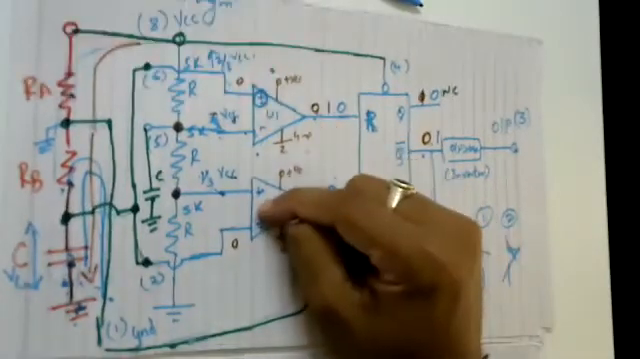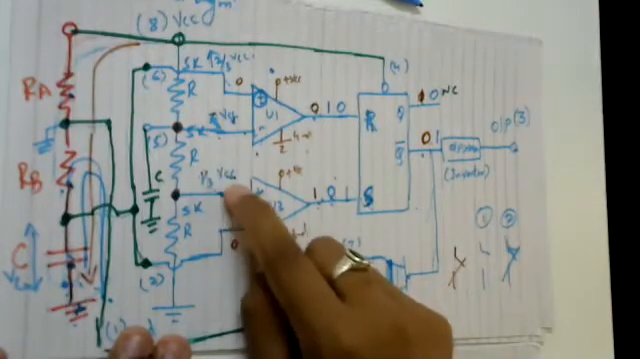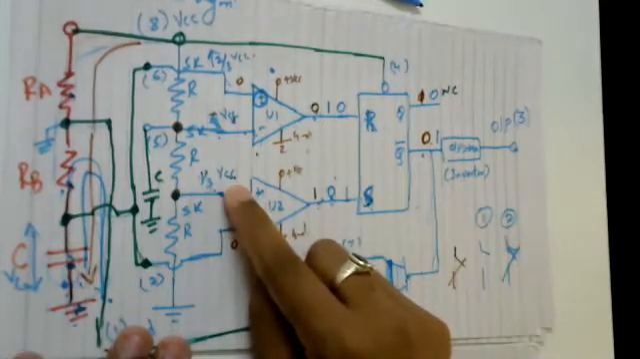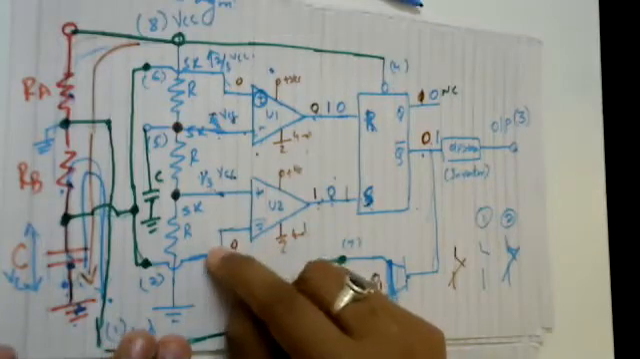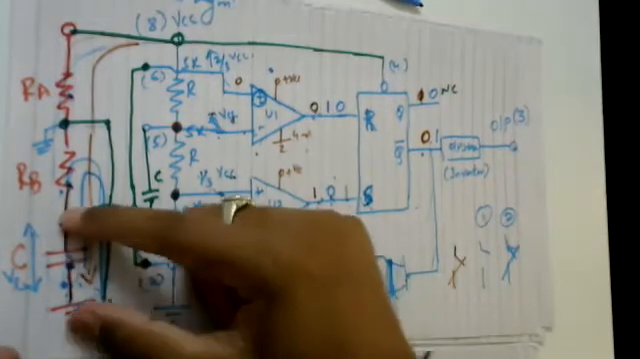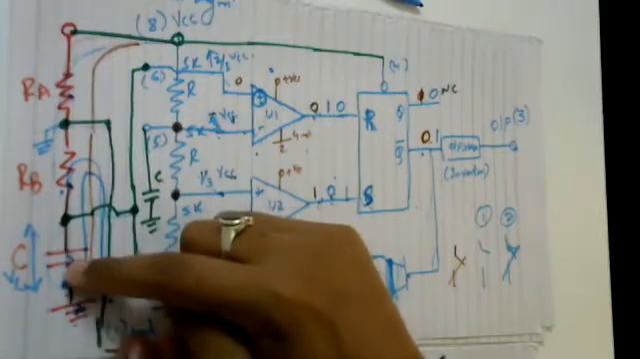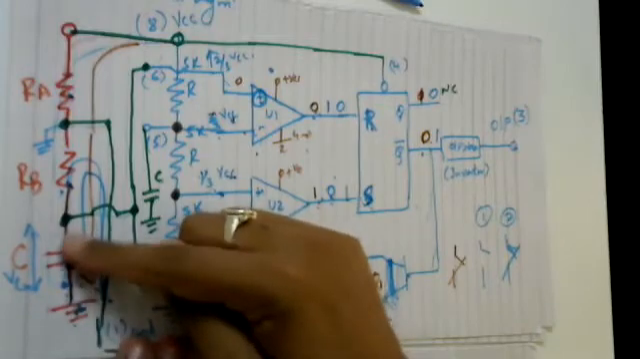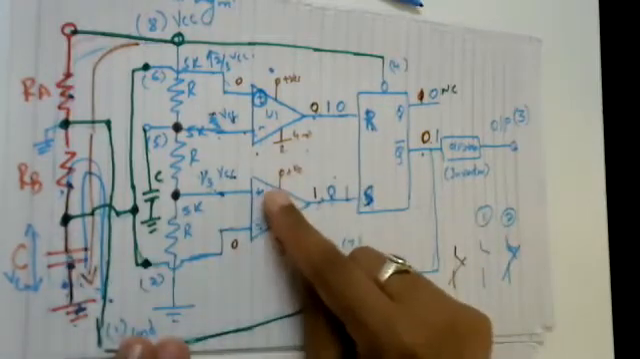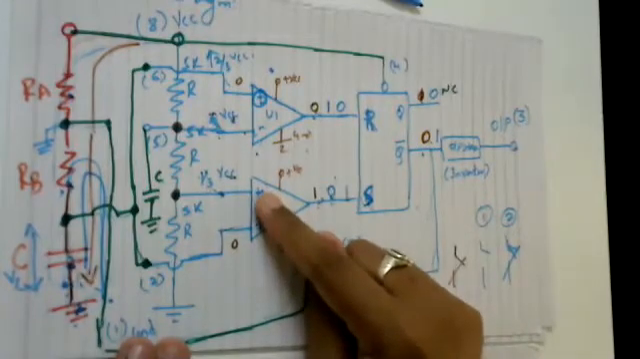Now we come to this op amp. Here potential at non-inverting is 1 by 3 times that of VCC. What is potential at inverting? Potential at inverting is once again the voltage across the capacitor C. Since the capacitor is not charged initially, the voltage across the capacitor is 0. Therefore, out of the non-inverting and inverting terminals, the non-inverting terminal is at higher potential.